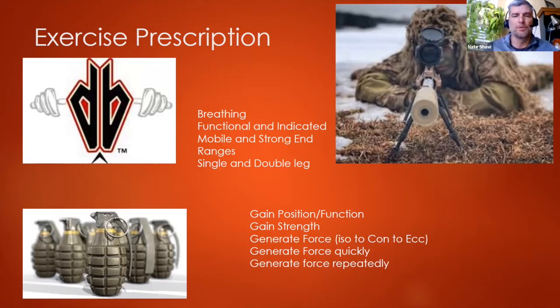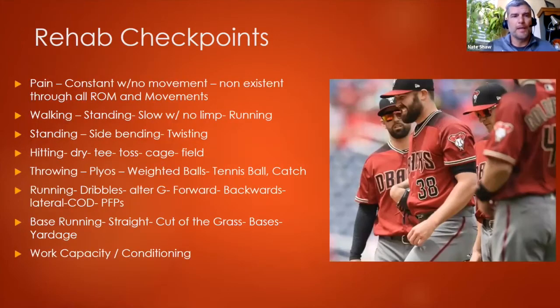But really what we're trying to do is just gain position, right? Get them in a good place where they're going to be efficient, and then help them get strong, then help them generate force. And some of that starts obviously isometrically, and then we go to concentric and eccentric, and then we start doing it quickly. And we're trying to just get these players ready to play. And no one wants to see an injury. That's not a grimace because he threw a ball. That's a grimace because he just pulled his oblique.